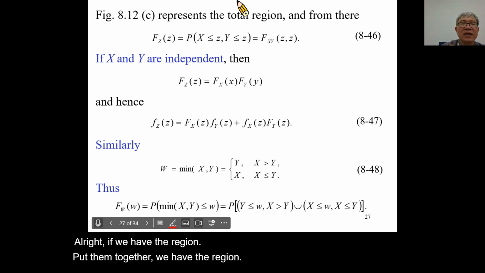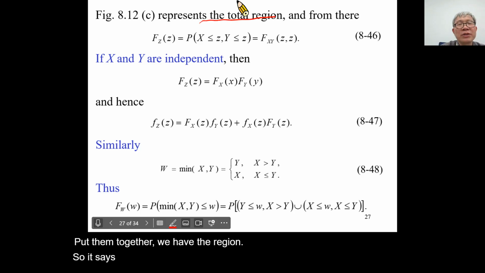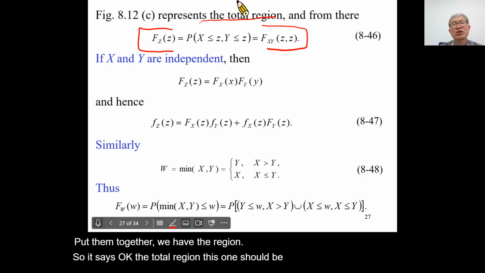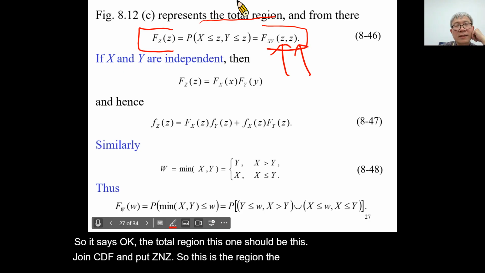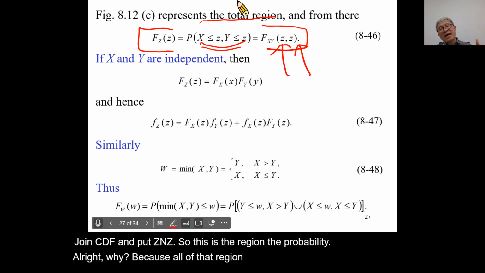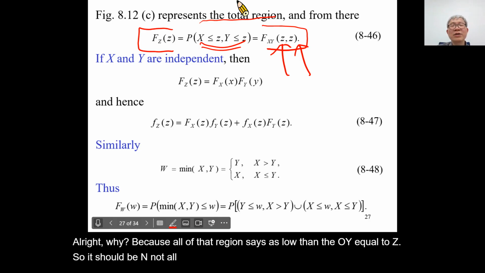So it says the total region should be this. Joint CDF, put z and z. So this is a region, the probability. Why? Because that region says x lower than z or y equal to z, so it should be n, not o. So this is a region. The region here is z and z.